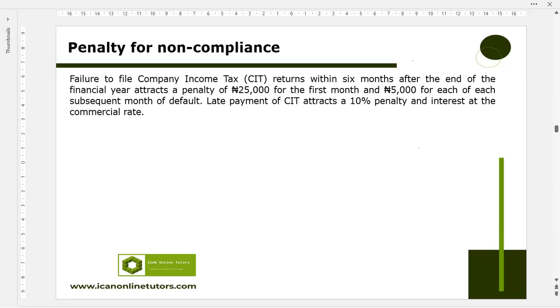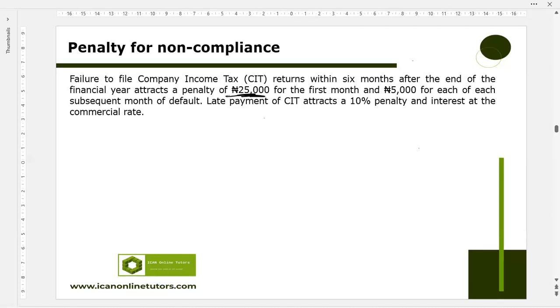Sorry. Okay, so then we look at penalty for non-compliance. We've seen the powers granted to the tax authority, but they still have the power where a taxpayer fails. We've taken that of value added tax: 50,000 for the first time, then 25,000 for subsequent failure. For company income tax, where a company has failed to file within the specified time, the company will be liable to a penalty of 25,000 for the first month.